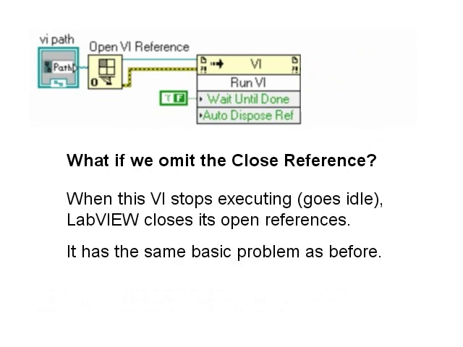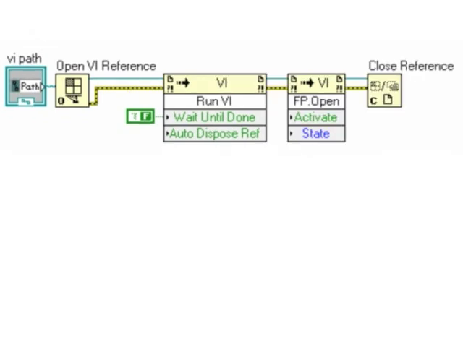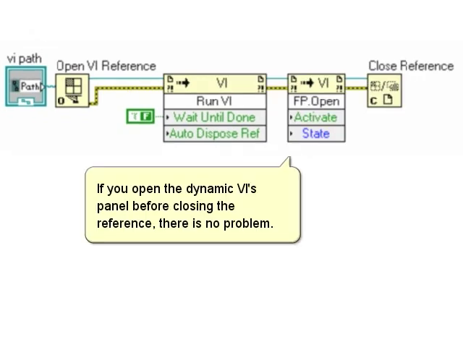The reason is that LabVIEW will not leak references. If your VI does not close all the references it opened, LabVIEW will automatically clean them up when the VI stops executing. So all you've essentially done is move the close reference to whenever the VI goes idle. So how do we keep the dynamic VI from being aborted and kicked out of memory?